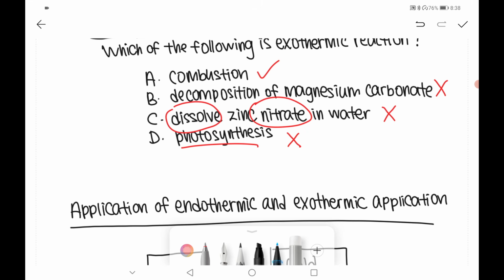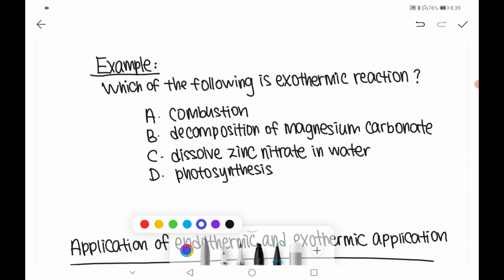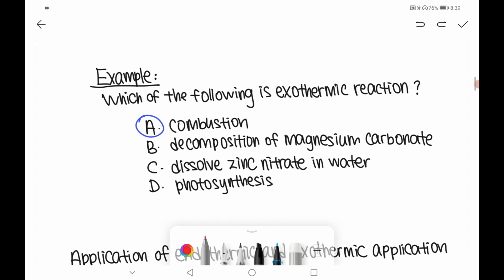So you see, we didn't memorize which example is exo, but we know the answers B, C, and D are endo. So we cut out the endothermic. So now we know that combustion will be exothermic. This is how you do the objective question by elimination. Any answer which is wrong, you cut it out. Like this one, decomposition, this is endo, out. Dissolve the nitrate, this is endo, out. Photosynthesis, this is endo, out. So the best answer is A. This is how we solve the question, step by step.